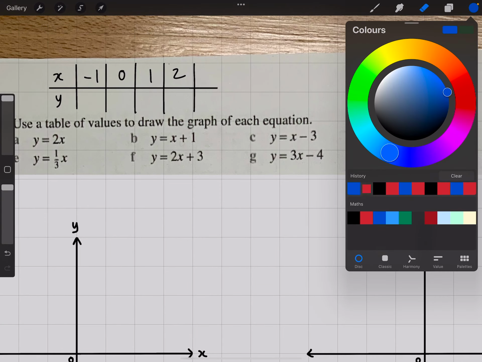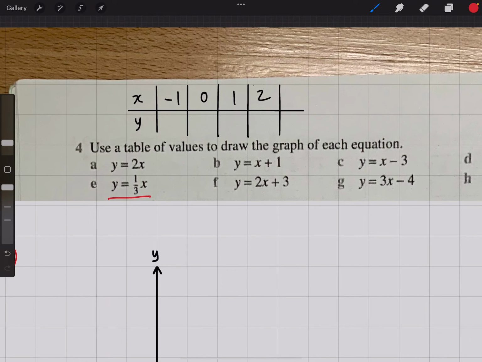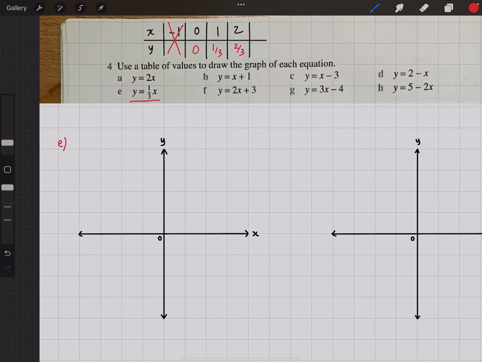Alright, next one we're gonna do, I'm just gonna do maybe some trickier one. These are really easy ones. I'll do maybe this one here. I'll do question E. Question E is y equals to a third of x. So x divided by 3. So when x is equal to, I'm just gonna do 0, 1, 2. 1, 2 is enough. Okay, so when x equals 0, well, 0 divided by 3 is just 0. When x equals to 1, y equals to 1/3, and when x equals to 2, y equals to 2/3. There you go. So graph that on here.